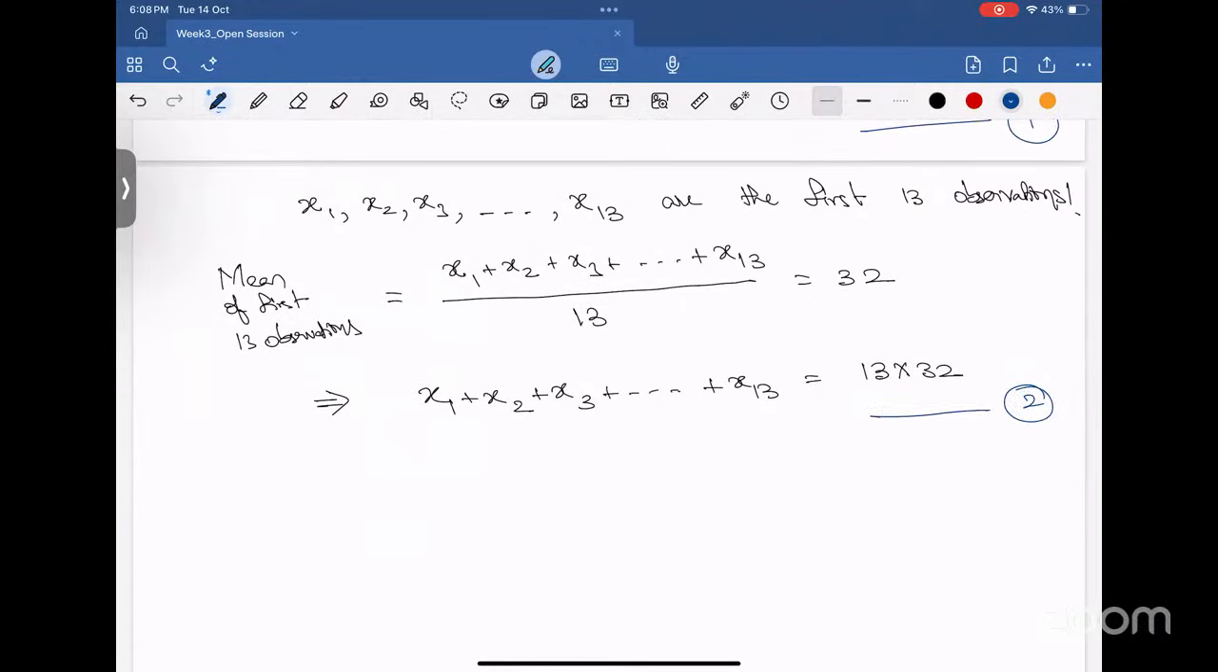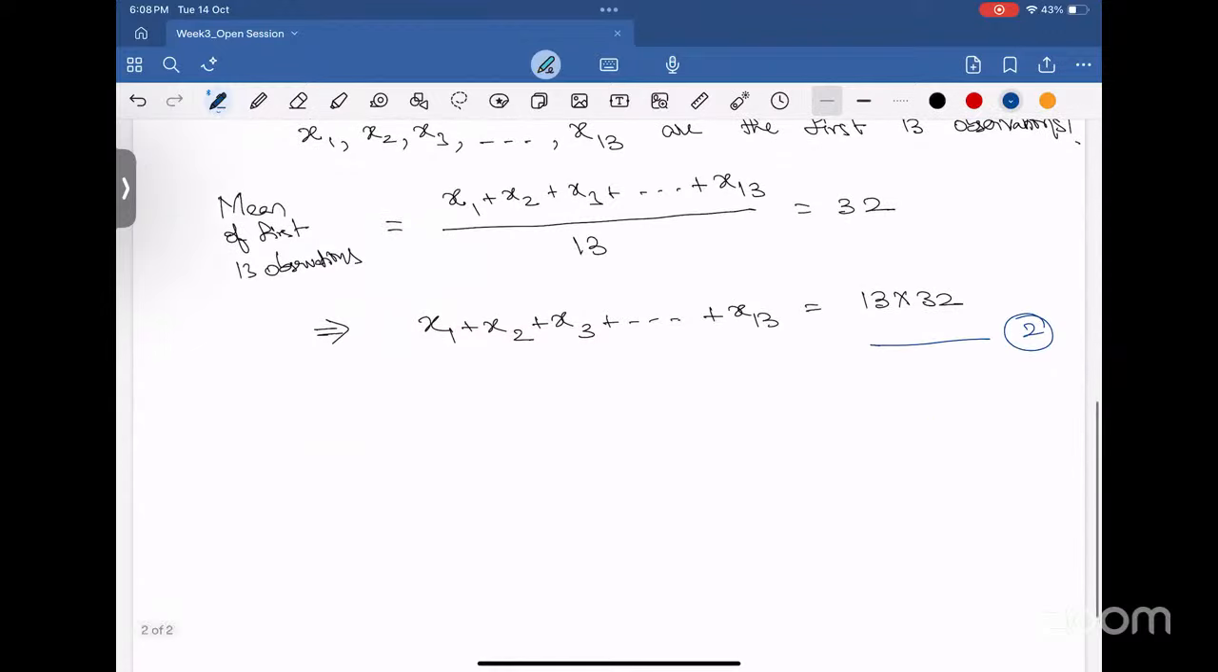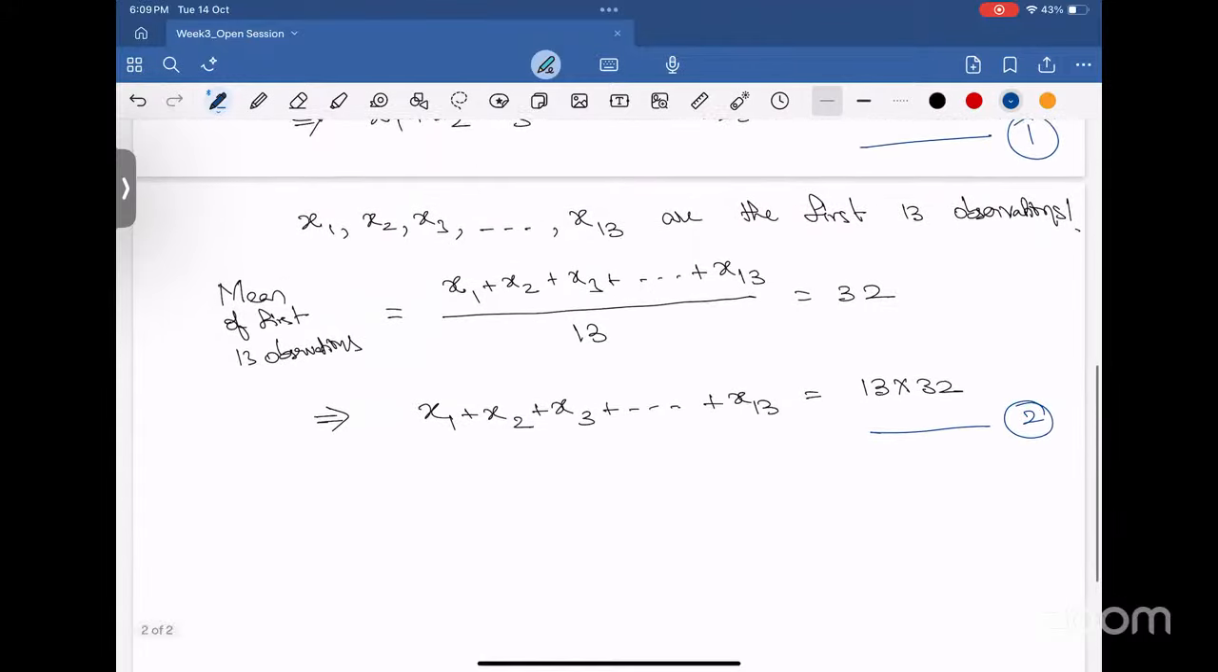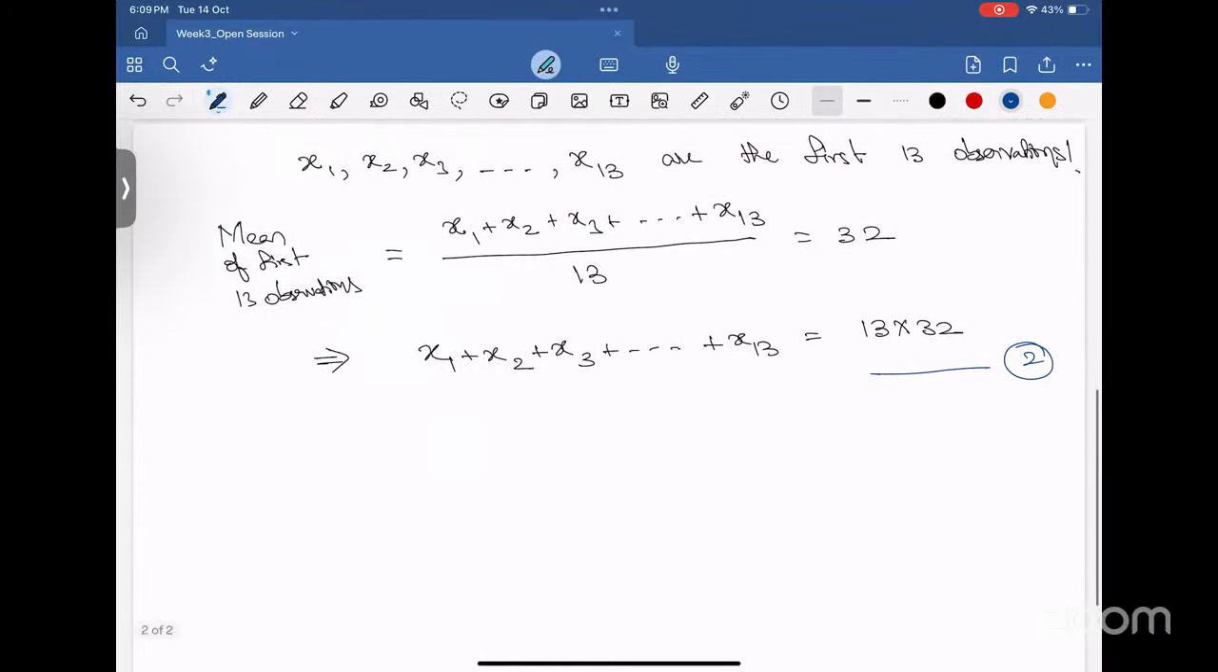And still there is third information for us. The mean of the last 13 observations is also given to us. Firstly, identify what the last 13 observations are. So what are they? The last 13 observations, you see that it is x25, x24, x23, x22, and so on till where will you reach?